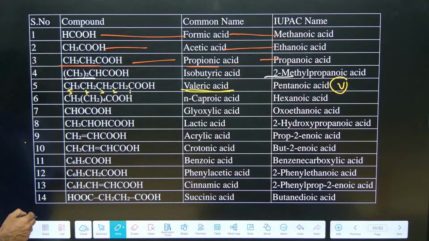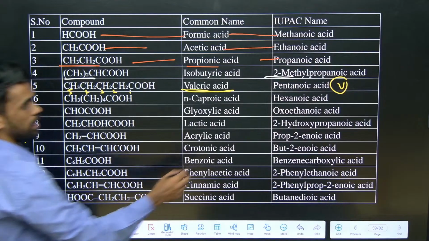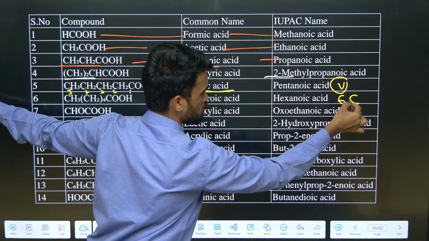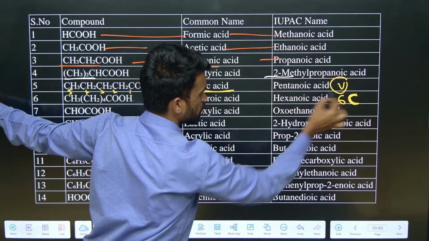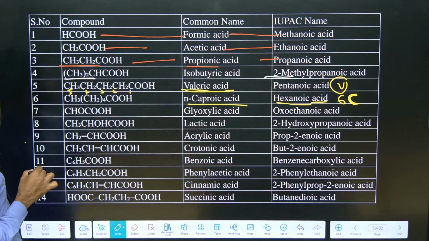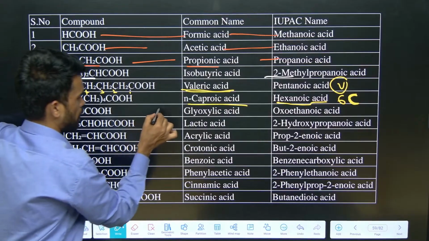Okay, caproic acid, that is nothing but hexane, 6 carbons. So capro, C, 6C. Caproic acid is also called n-caproic acid, which is hexanoic acid. Okay, then next, see what I am writing.